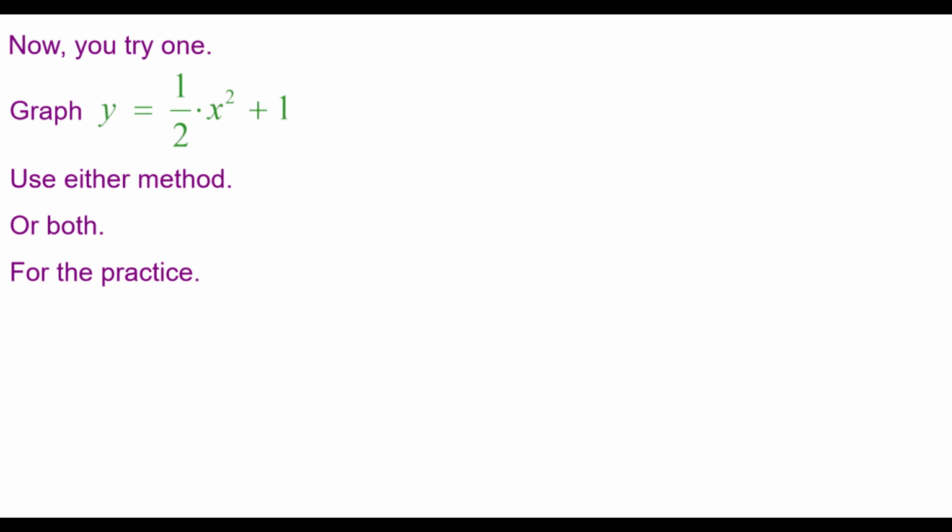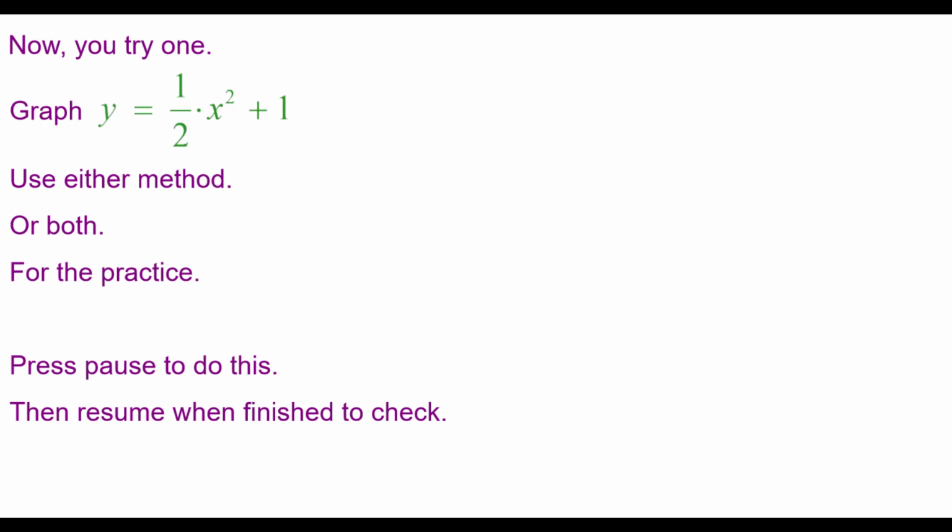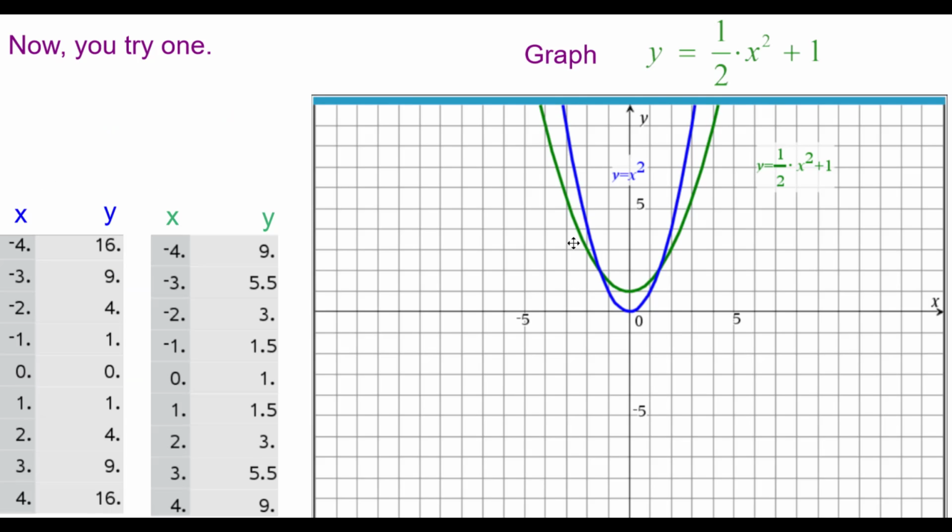Now you try one. Graph y equals 1/2 x squared plus 1. Use either method or both for the practice. Press pause to do this and resume when you're finished to check your answer. And here is the graph, and here are the tables. The blue is the parent, the green is the graph you were asked to do.